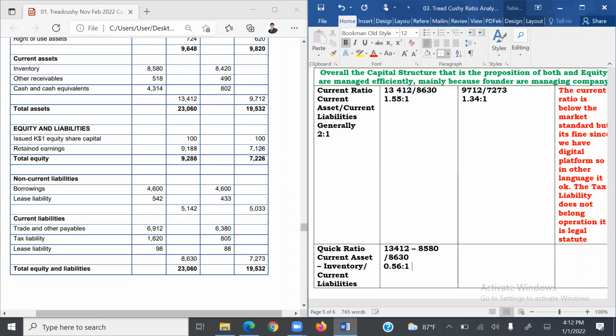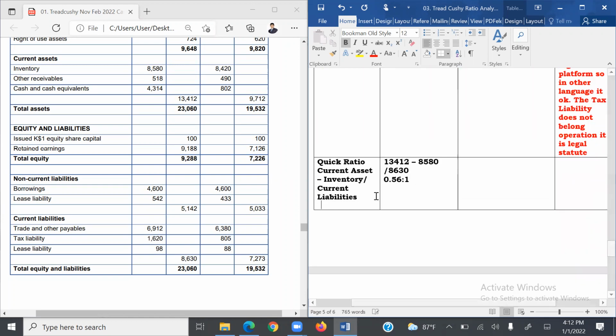0.56:1. But students, I'll write down one small point. General norm is 1:1. It should be tallying, but actually here it's even less than 1. That means suddenly if someone asks you to pay back your current liabilities, you are having a shortage, because your inventories have more assets tied up. So that is the point of view here. So let's do it for the next one.